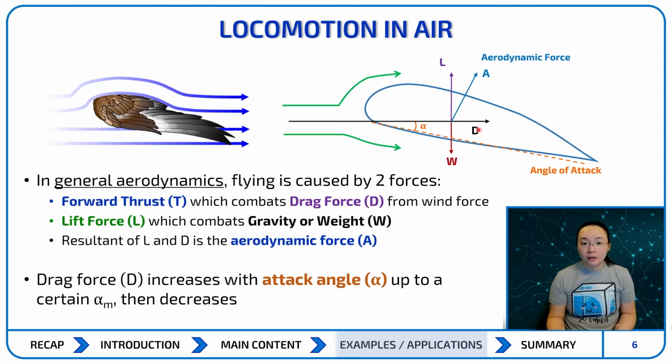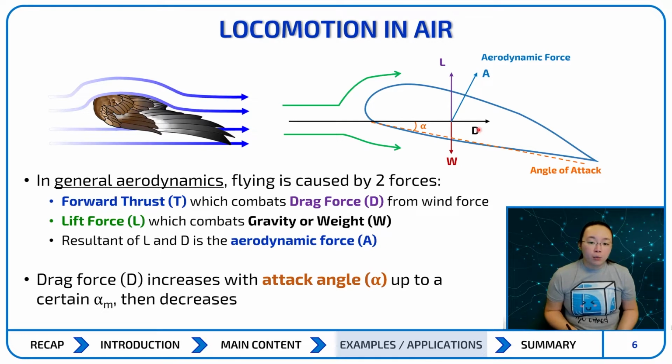So because of that, there has to be a counteracting force, and that is called a forward thrust force. So usually that's done by some propulsion mechanism. So in airplanes, that would be a propeller. So just remember that thrust will always try and combat a drag force.